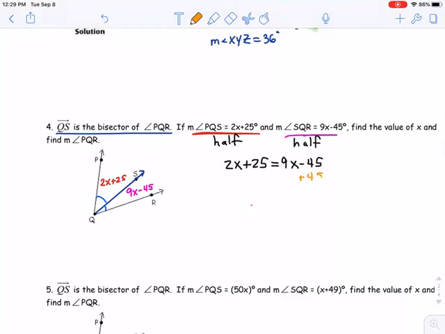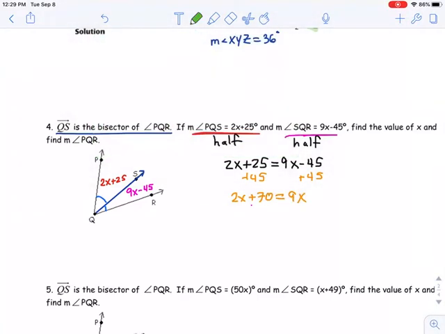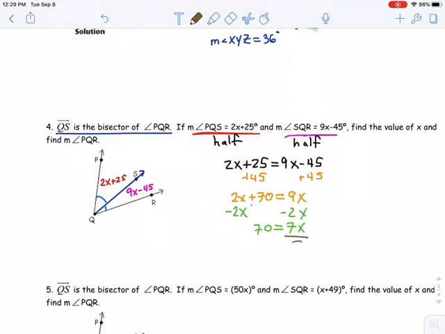So I'm going to undo minus 45 by adding 45 to both sides. And get all the x's on the same side. So how do I get rid of the positive 2x? Subtract 2x from both sides. I'm going to get 70 equals 7x. Divide both sides by 7. And I'm going to get 10 equals x.